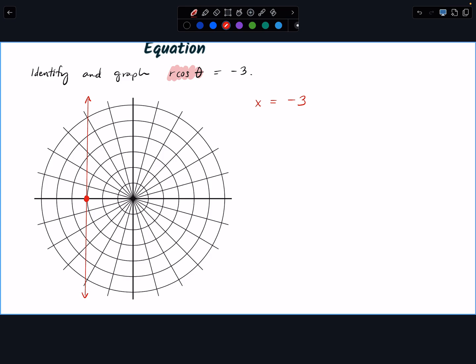So I'm going to describe this as a vertical line, three units left of the pole. Okay, do you guys have questions for me? Does this make sense? Now, unfortunately, it's not always going to be that simple. So what we're going to see now is what happens when things get a little bit more crazy.